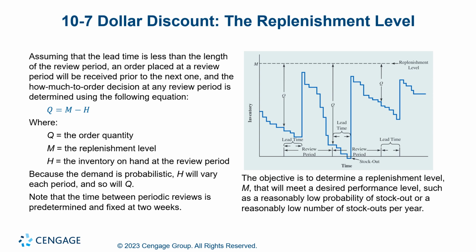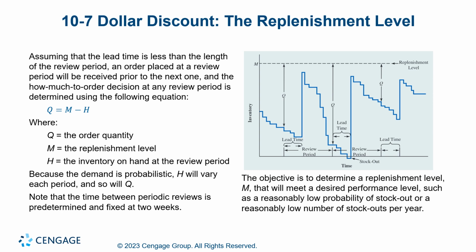Now, we assume that the lead time is less than the length of the review period, and an order placed at the review period will be received prior to the next review period. In this case, the how-much-to-order decision at any review period is determined using the following equation: Q is given by M minus H. M is the replenishment level and H is the inventory on hand at the review period.